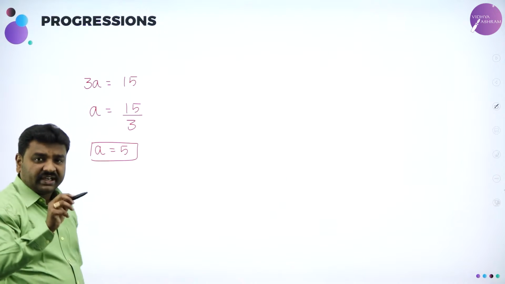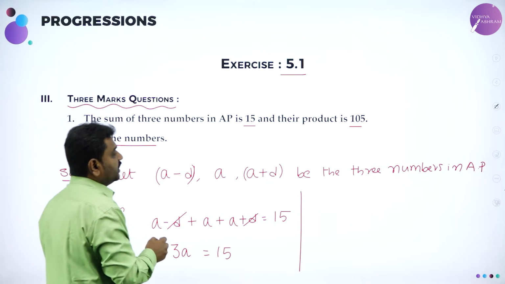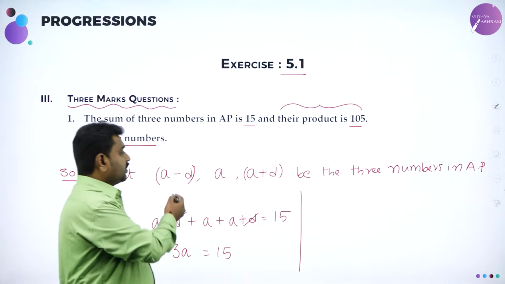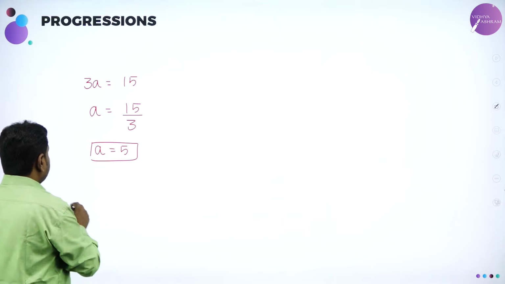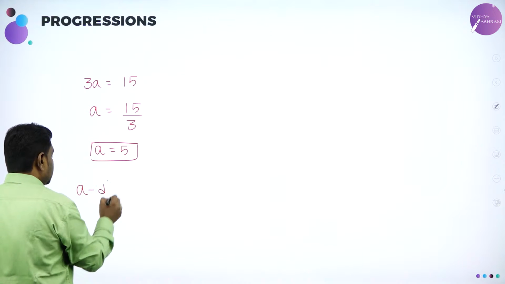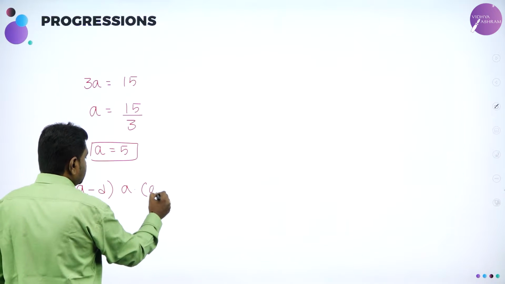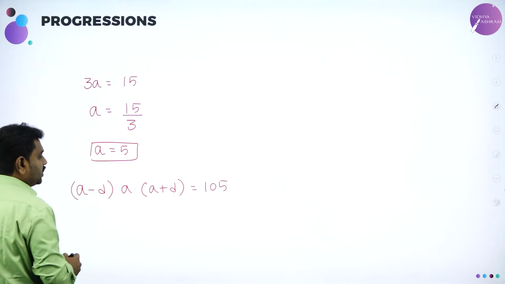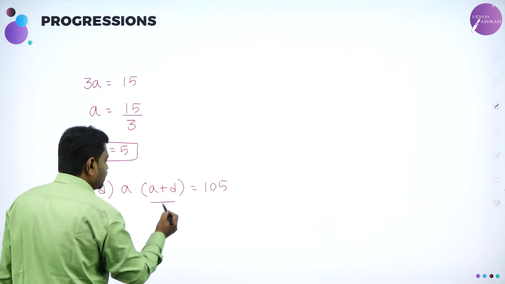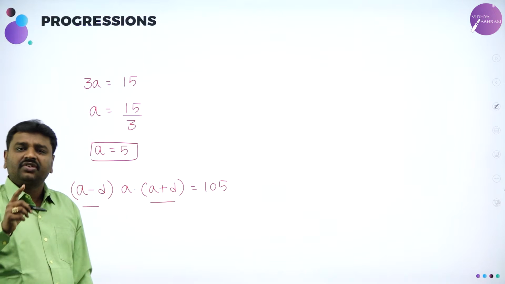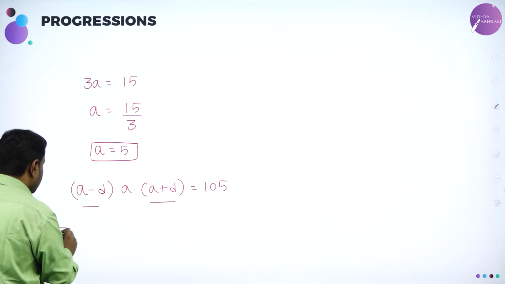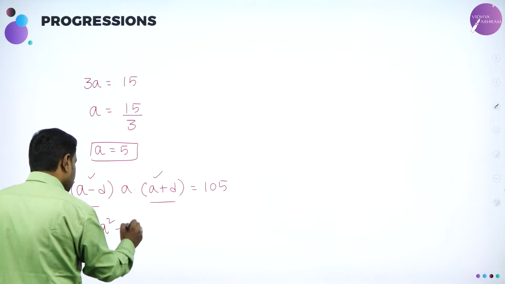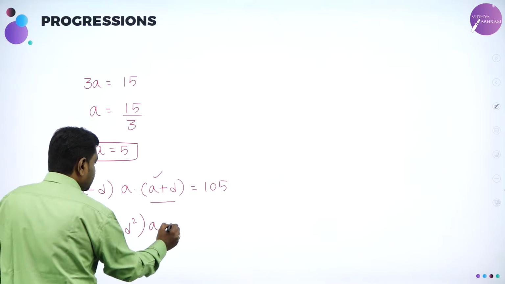After you get a, you need d. To get d, they give another hint. What is the hint? Their product is 105. Product of these 3 numbers is 105. So product is 105 means a minus d into a into a plus d is 105. Observe, you know the a value, substitute it. And very interesting, here we have a minus d into a plus d. All of you know a plus b into a minus b is a square minus b square. So a minus d into a plus d, if I multiply, I'll get a square minus d square, into a, is equal to 105.